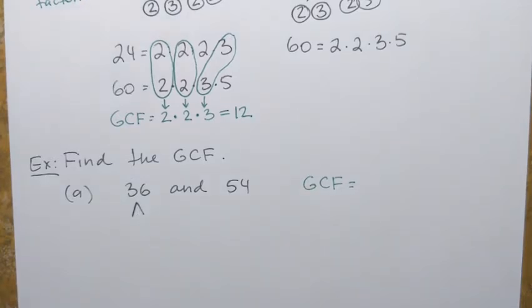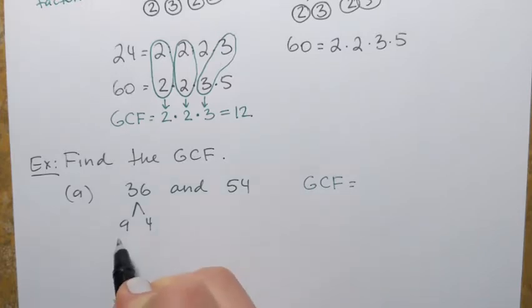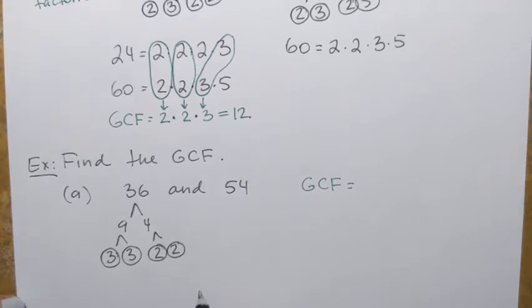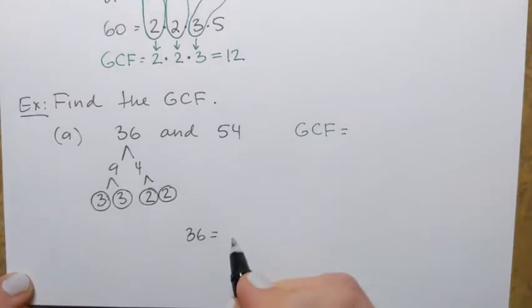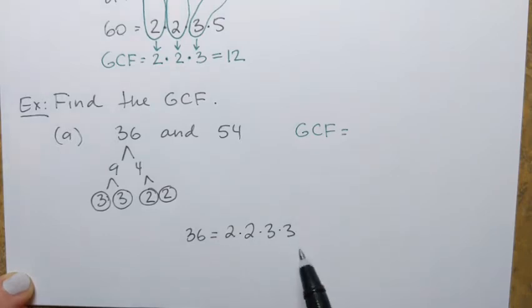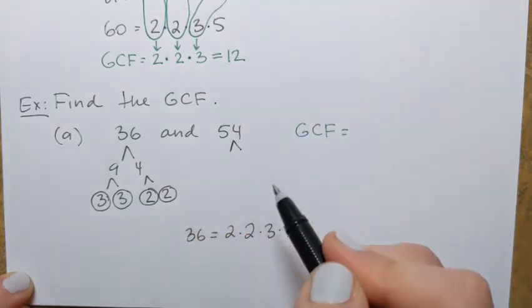So 36, how can I split up 36? I think one of the ways is 9 and 4. So I'll do 9 and 4. Then 9 I can split as 3 and 3. Both are primes, because I cannot split them up any further. And then 4 is 2 and 2. Again, they're primes. So I got that 36 is 2 times 2 times 3 times 3, right? That makes 36.